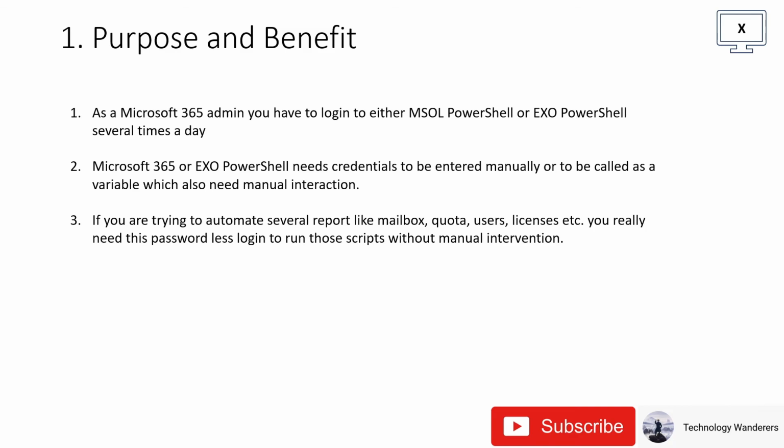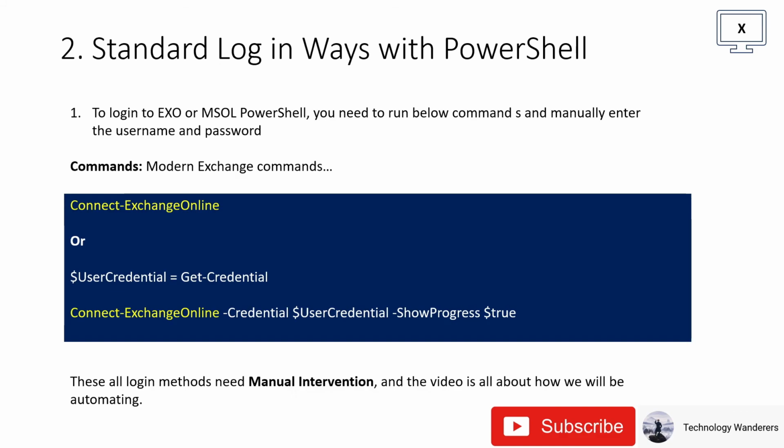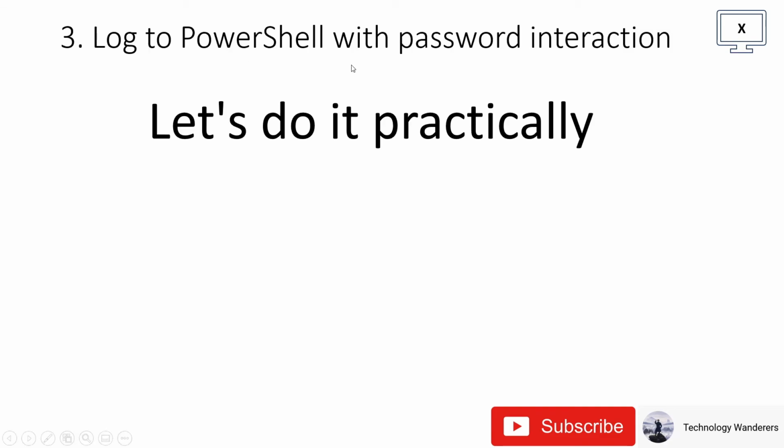By using this method, you can just schedule your script in Windows Task Scheduler, and the script will keep running on each trigger which is defined. So you don't need to put in your username and password each and every time while logging into PowerShell or getting any report from Exchange Online or Microsoft Online. These are the standard ways we currently use: going to PowerShell directly, typing Connect-ExchangeOnline, and inputting the credentials. Let's do it practically, the way we currently do it.